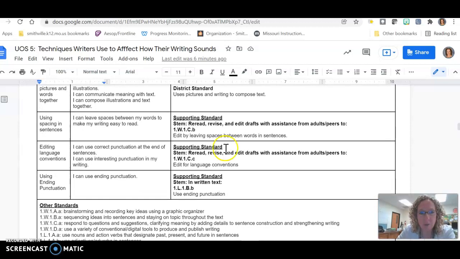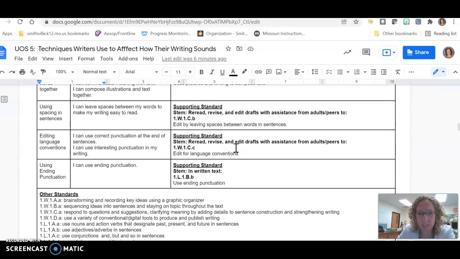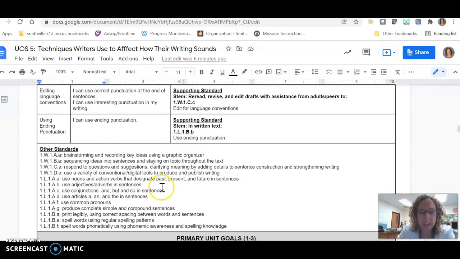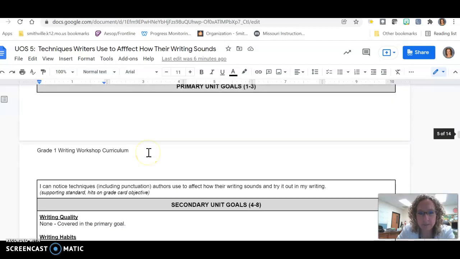And then also several editing goals in this unit, including using ending punctuation, which relates to our grade card objective of writing complete sentences using correct punctuation. Here are the other standards that are hit in the unit.